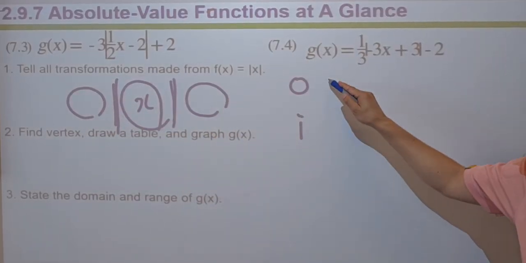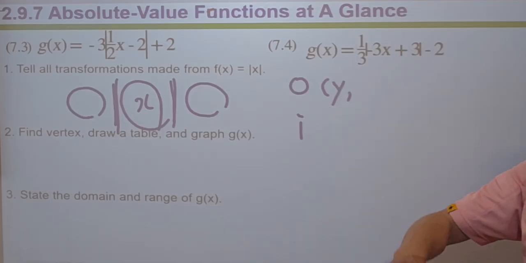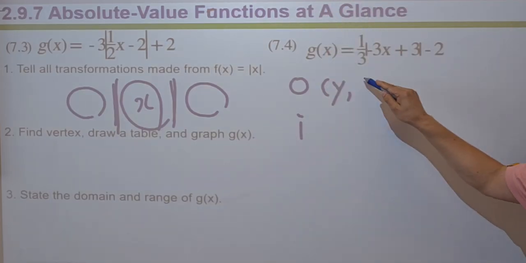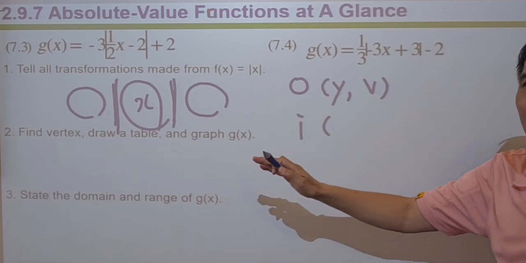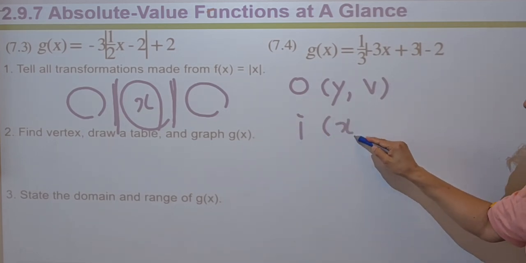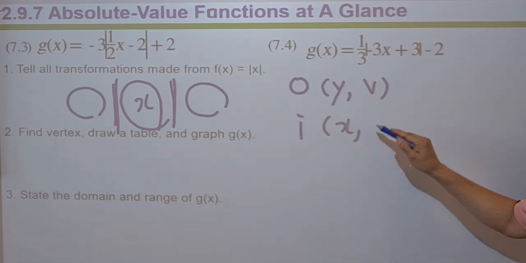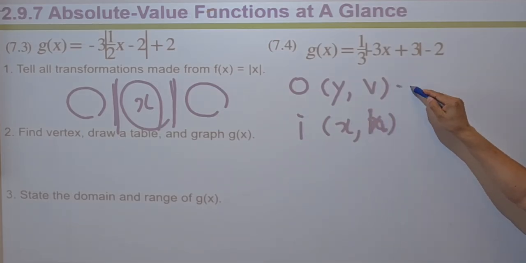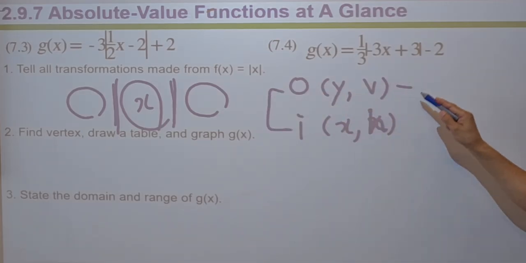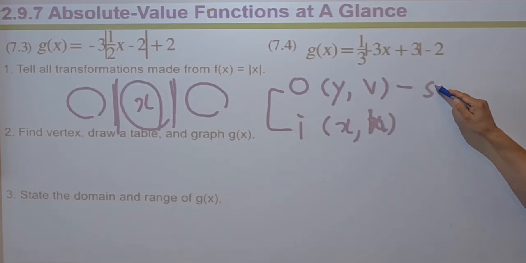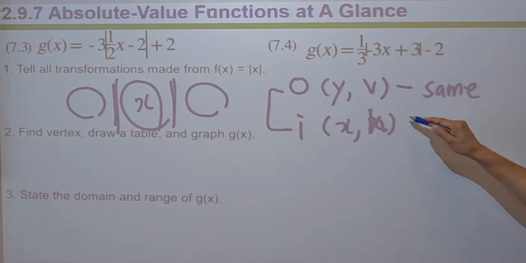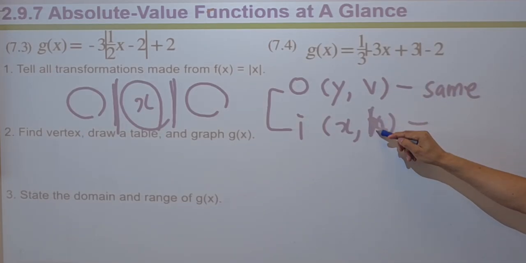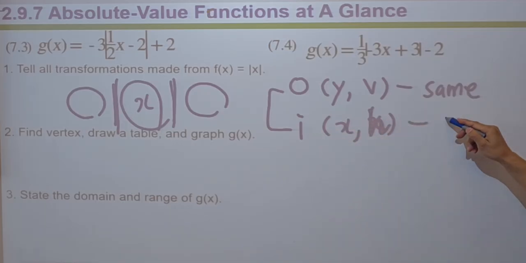So outside is y. Y is vertical, right? And then inside is x, and x is horizontal, right? So you need to keep that in mind. And then outside y, you don't change. So it's keep the same. And x, that's inside, you change. So you copy that down. Then we're gonna use that soon.